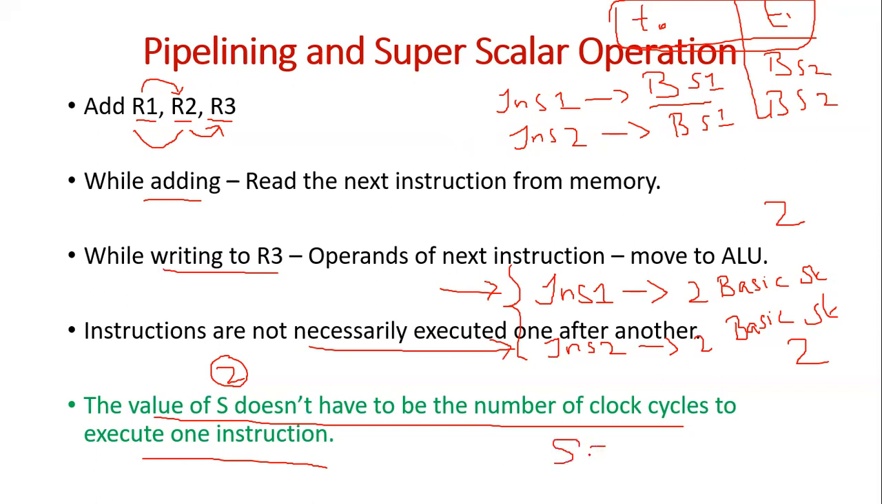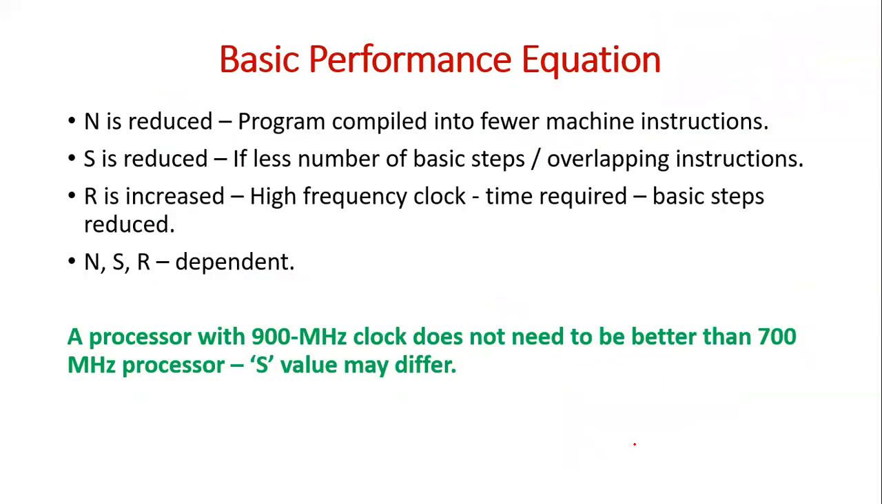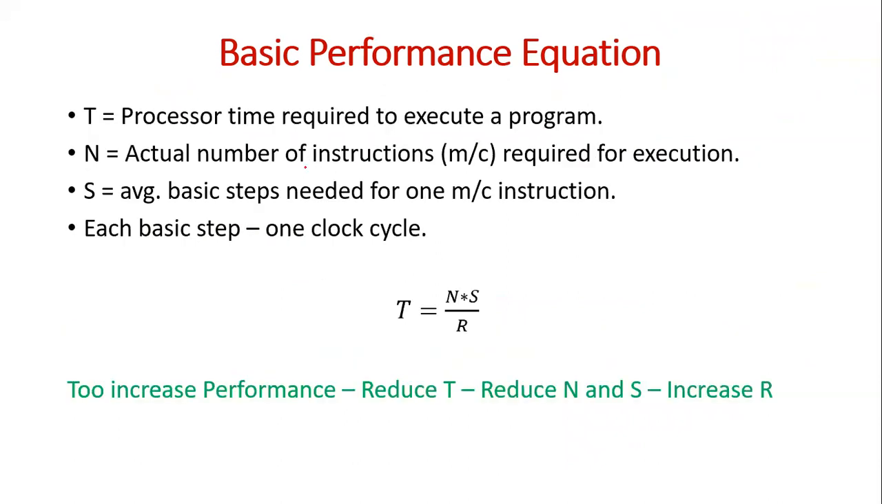S is the average number of basic steps required for each instruction. What is the basic step? The basic step is how many clock cycles are required for each instruction. So S is the average basic steps needed for one machine instruction.